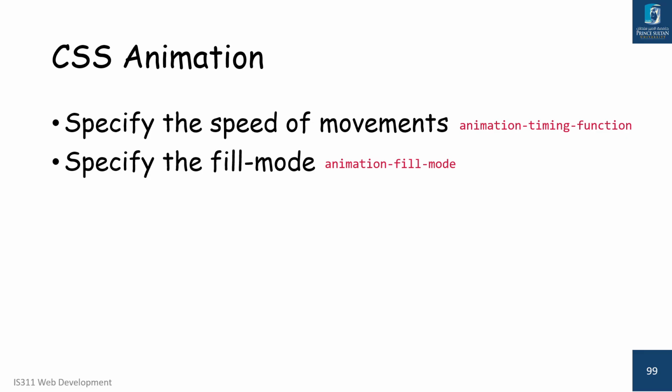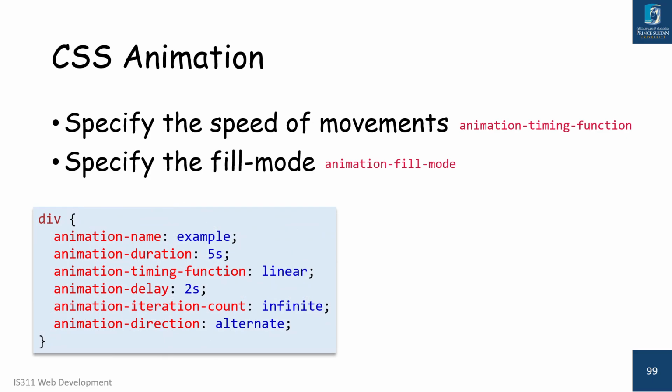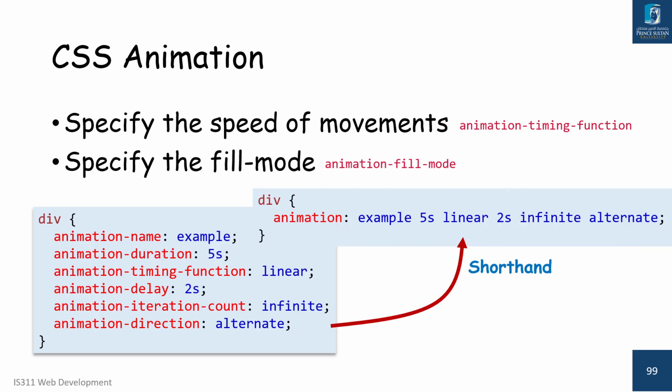Then we have animation-fill-mode. We also have this one. So we say alternate directions, linear, so we are putting that in. We also have the shorthand. Shorthand means that rather than writing all these values, you can say, for example, 5 seconds linear, 2 seconds infinite alternate. But I prefer this one. I know exactly what I am doing. With the shorthand you need to remember which information is what.